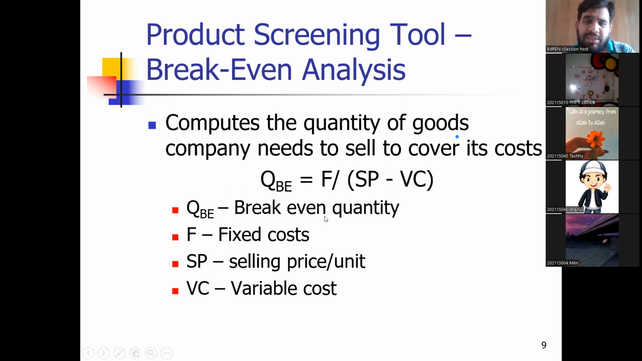1000 divided by 0.4 কত হয়? স্যার 2500। 2500। এখন দেখেন যে আপনার টু ব্রেক ইভেন, এটা কি কোয়ান্টিটি না কোয়ান্টিটি? এই ব্রেক ইভেন ইন ডলার্স অর ইন মানি ভ্যালু, কত টাকার বিক্রি করলে আপনি ব্রেক ইভেন হবেন?